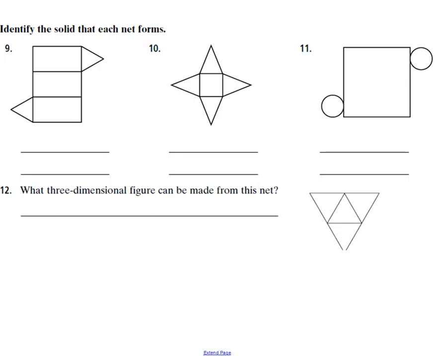What shape is number 9? It's a triangular prism. We know this because there are 2 triangles and a bunch of rectangles. How about number 10? Okay. It is a pyramid, part of the answer, because we have one base. It's definitely not triangular.